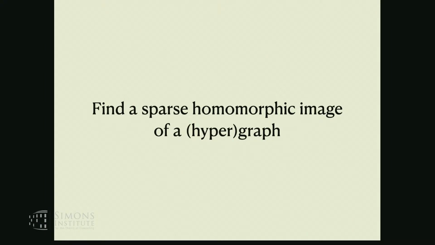So here we have a trade-off: we want the image to be as small as possible, but we also want it to be sparse. You can always map everything to just a single vertex with a self-loop. You just map all of the vertices to the same vertex, and this is fine, but it's really dense. It's really small but really dense. So we want to find this sweet spot in the trade-off space.